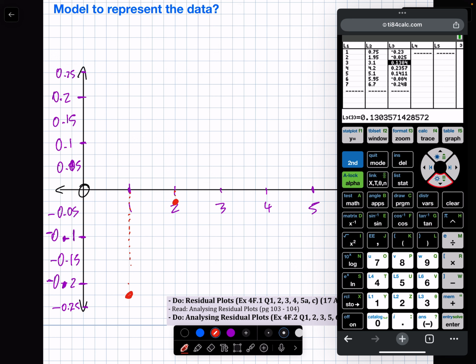Third residual there. Is that positive or is that negative? Positive. That's going to be above the horizontal line. 0.13, somewhere around there, between 0.1 and 0.15. We are not getting a microscope out to work out that you've placed the dot at exactly where 0.1304 is. It just needs to be in the general right area. It needs to make sense that it's there, okay? 0.2357, so that's positive, somewhere around there. 5, 0.1411.